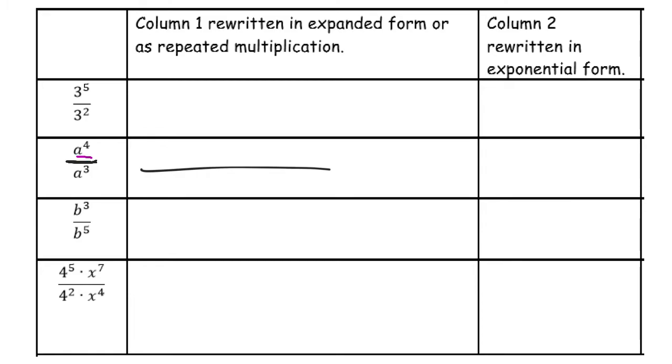So right off the bat, I got a to the power of 4 in the numerator. That's a times a times a times a in the numerator. And then in the denominator, it's a to the power of 3, so that's 1, 2, 3 a's, all being multiplied, by the way. And we've seen this before, where something divided by itself is just 1.